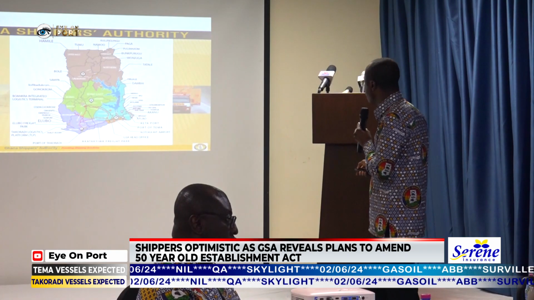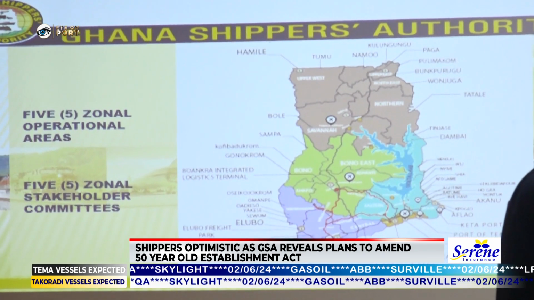The head of business development and commercial services at the Ghana Shippers Authority, Fred Asiedu-Date, made a presentation on the process associated with the amendment of the Authority's Establishment Act. He provided more details in an interview.